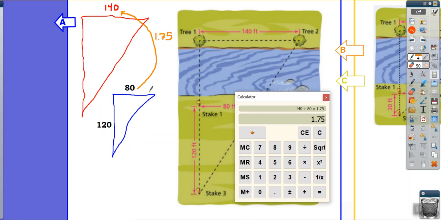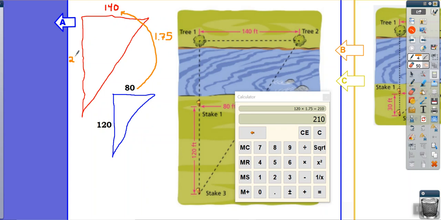Oh, no. Well, let's multiply 120 by 1.75 and let's see what we get. So multiply 120 times 1.75, and I will get 210. So this length is 210.